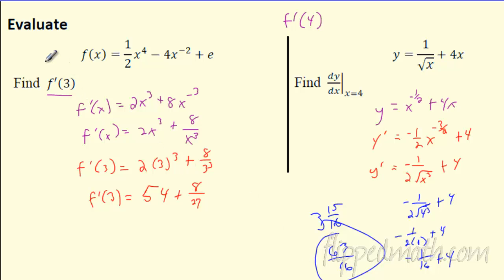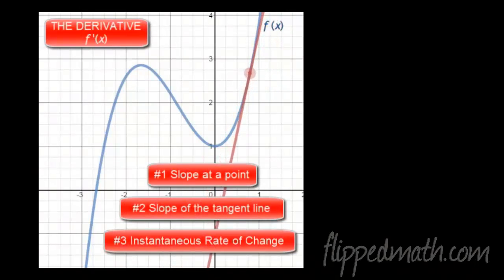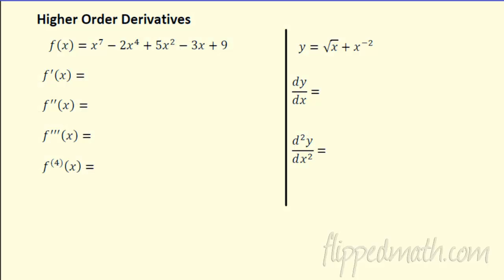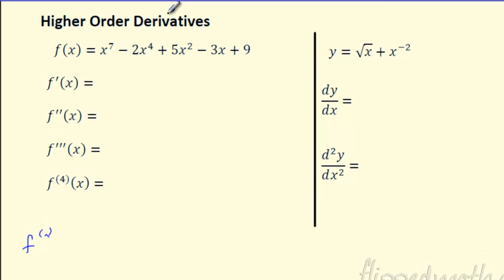Good stuff. Evaluating derivatives. Why are derivatives so important? The derivative is the slope at a point. It's the slope of the tangent line and is the instantaneous rate of change at that point. All right, very good. Let's do some higher order derivatives. All this means is we're going to do the derivative multiple times. So this is f prime, this is f double prime, f triple prime, and this would be the 4th derivative. So at some point we have to say f to the n. So that would be whatever n is, the 17th derivative. Probably not going to go that far, but I guess you could.